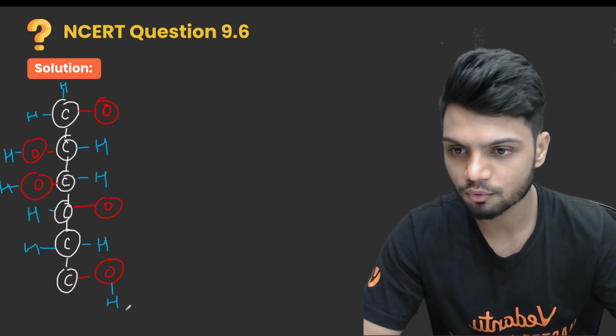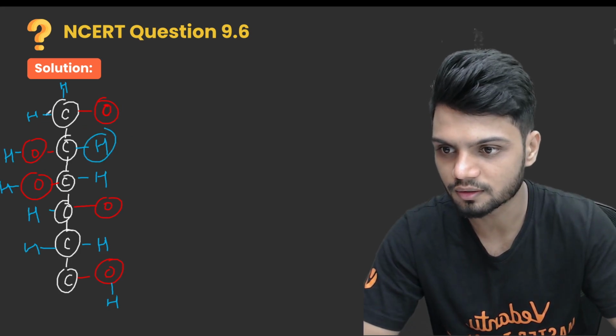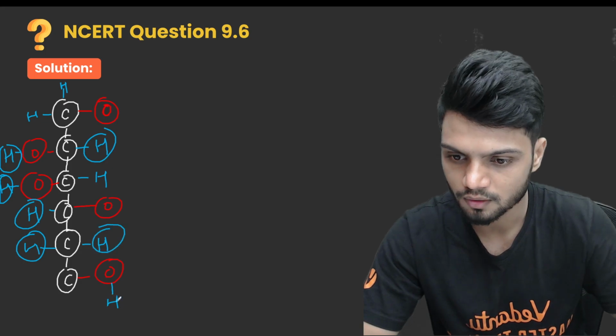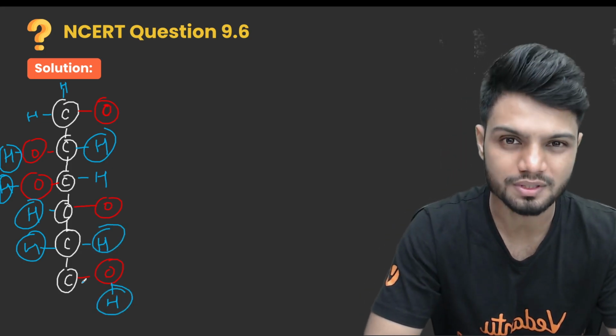So this is a ball and stick model. Now it totally becomes ball and stick. So this is the ball and stick model of your glucose, D-glucose.